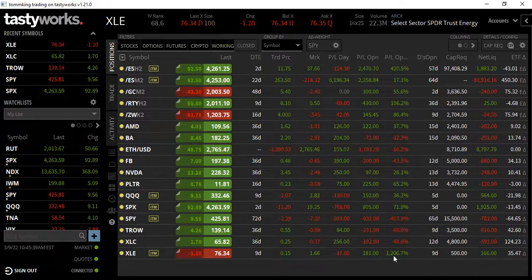We are not up 1,206%. We are up 181 bucks, but that's the way they calculate it. So there's a quick overview of the positions that we have in here. I'm probably not looking to make a whole lot of trades right now on things. However, we're sitting at decent little buying power.